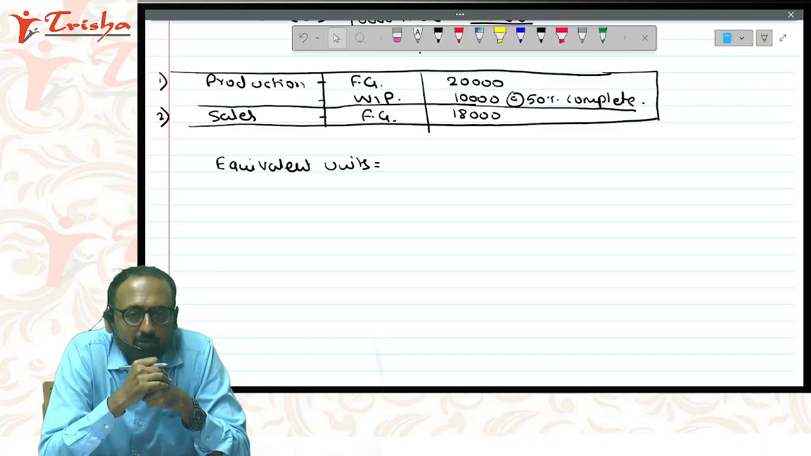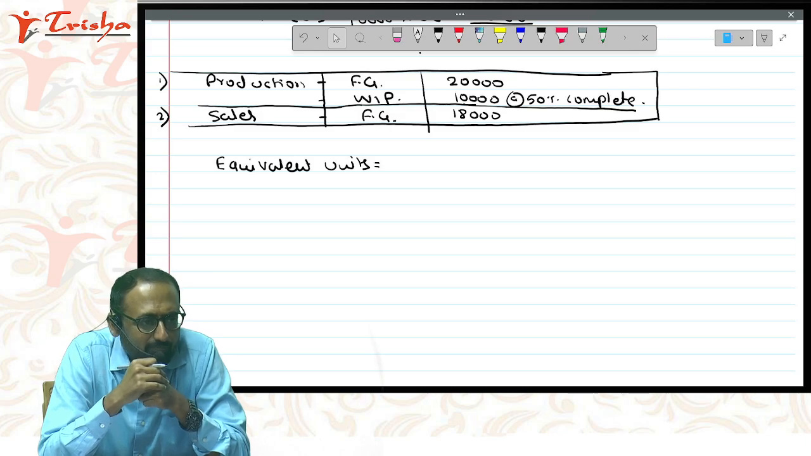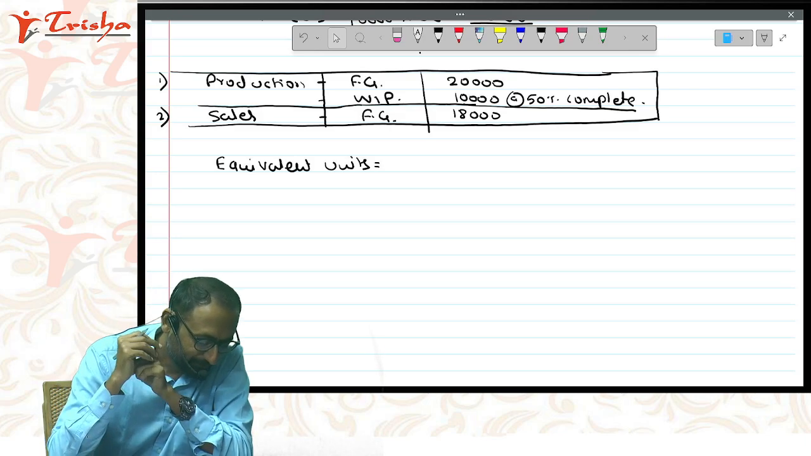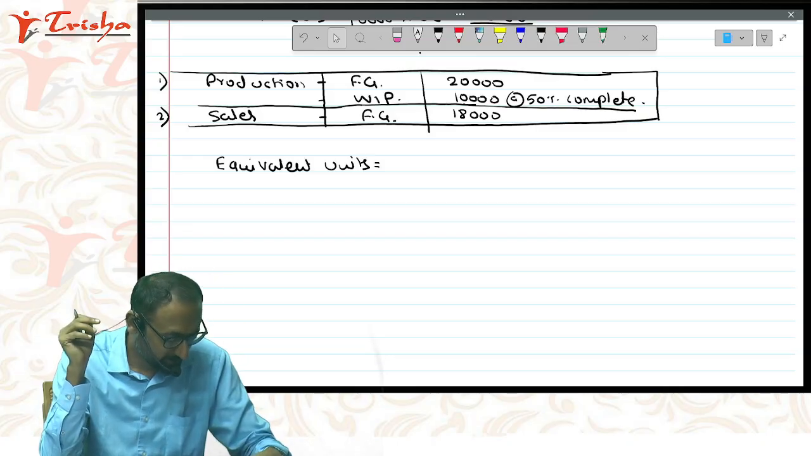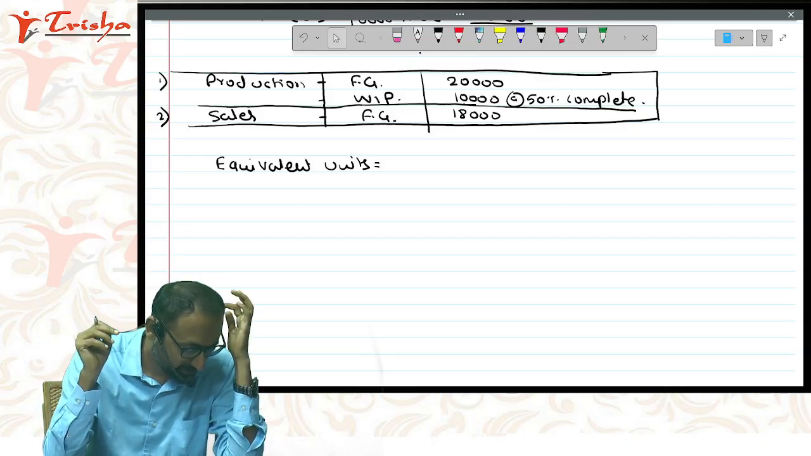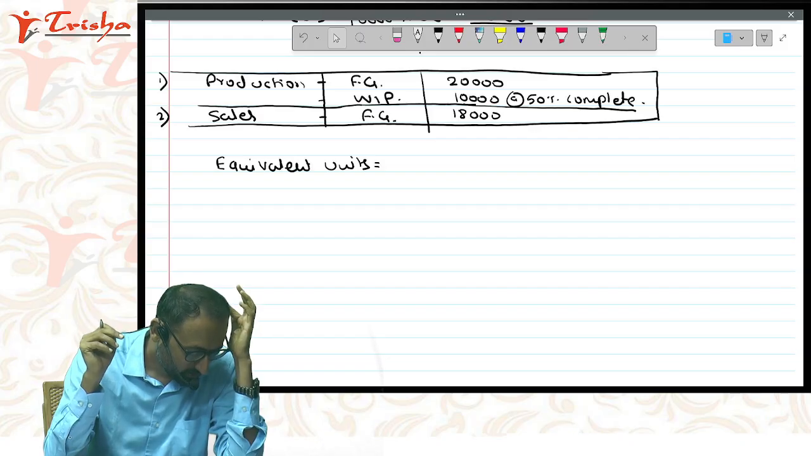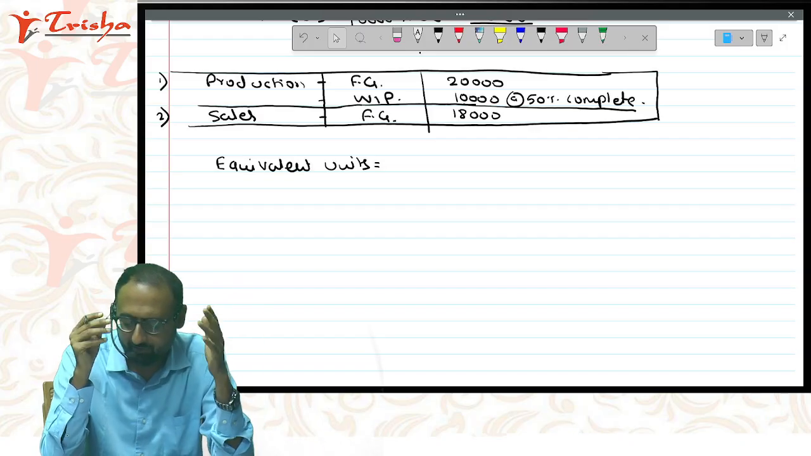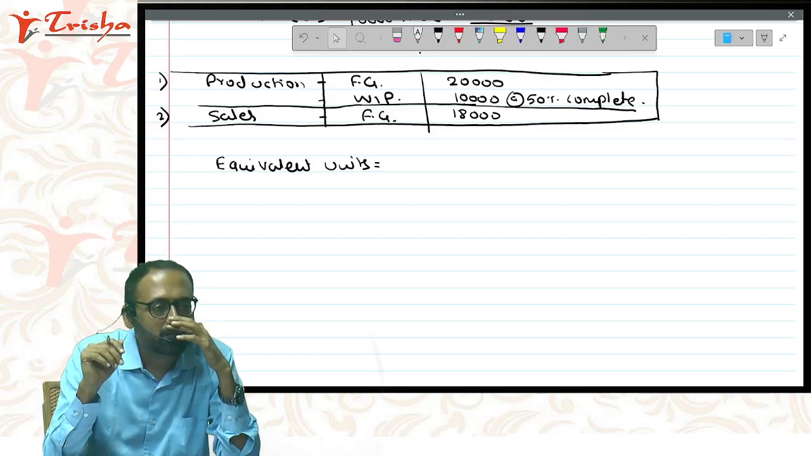How much is the equivalent units? Are you sure, 25,000? Your answer is absolutely correct. Online students are also giving me the answer 25,000. Ekta, Naksha, Suketha, Sudhir, everyone is giving me the correct answer, 25,000. How 25,000?